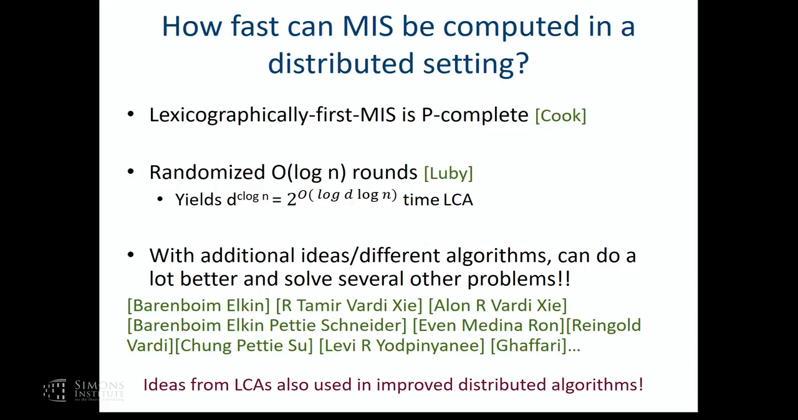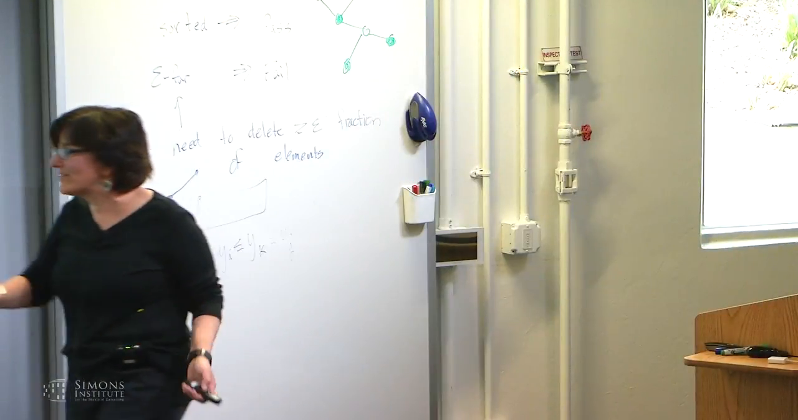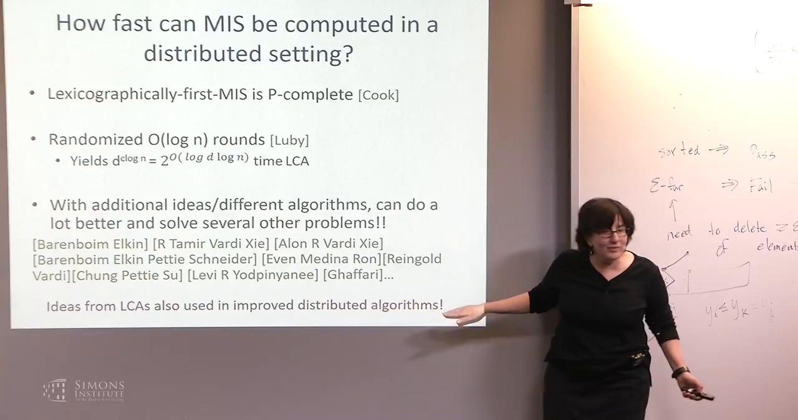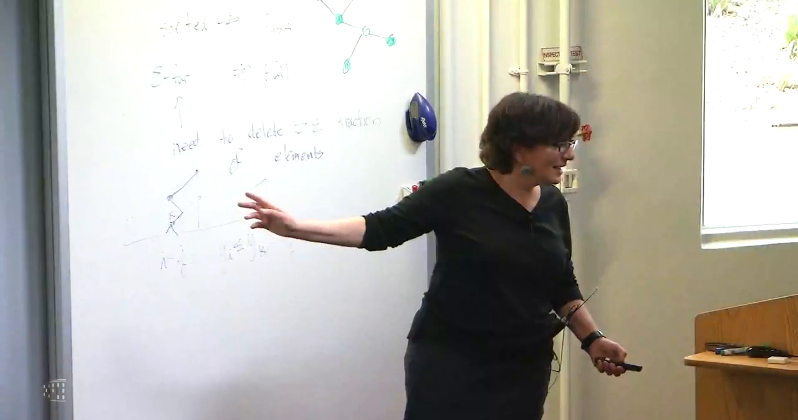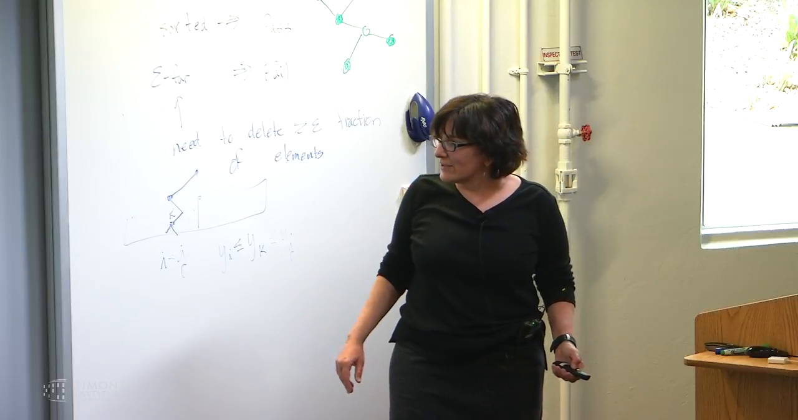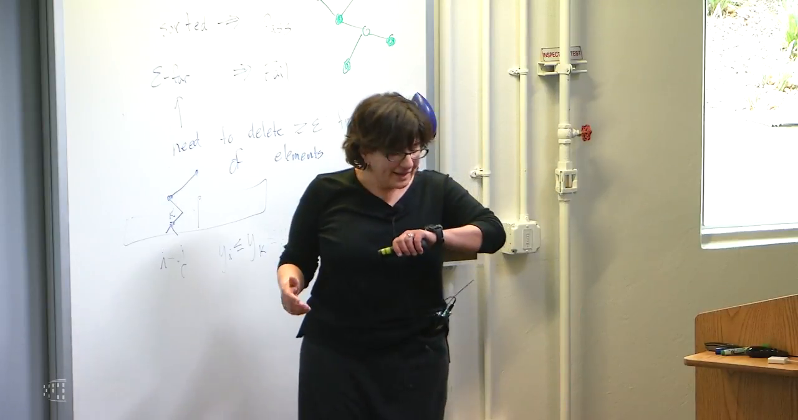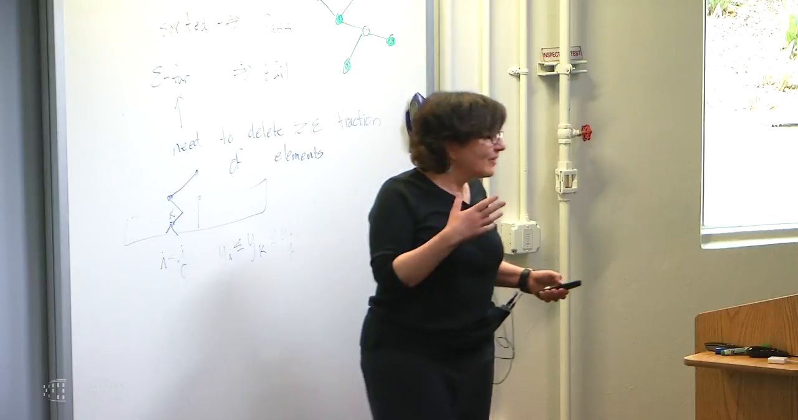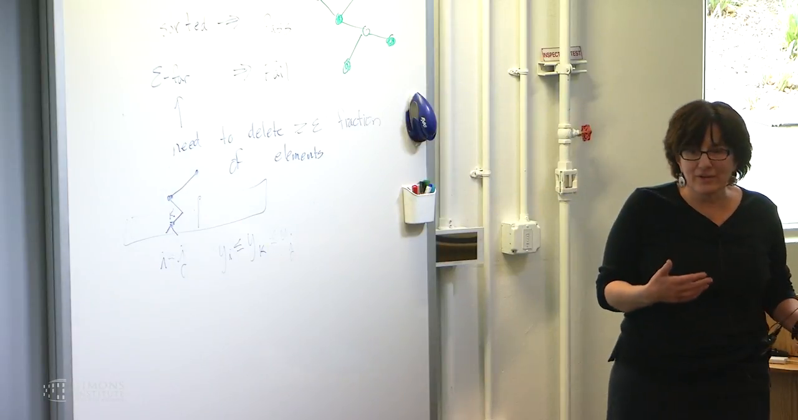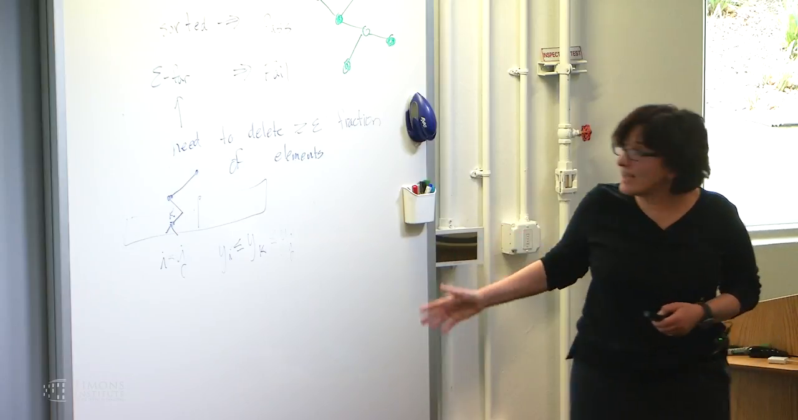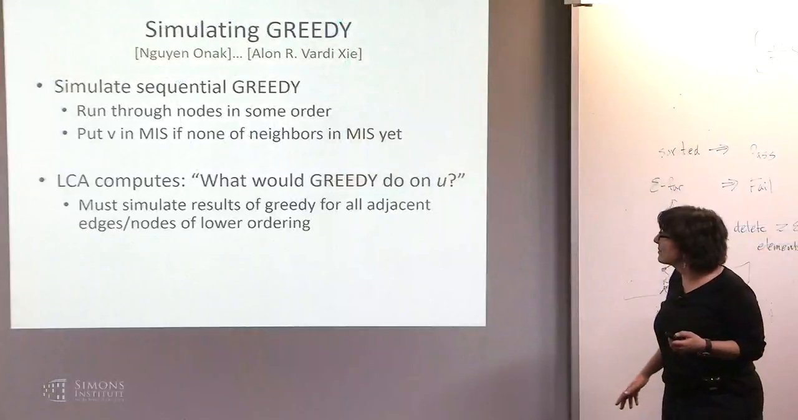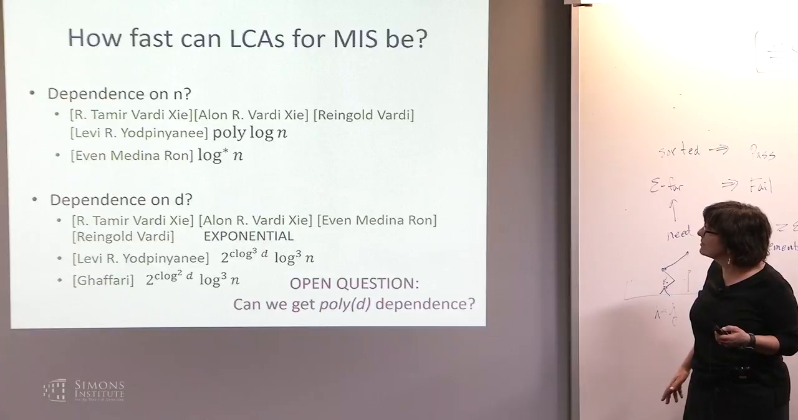So not only did the ideas from distributed algorithms help with building local computation algorithms, but actually some of the ideas from local computation algorithms in turn improved some of the distributed algorithms. So these two communities have started talking to each other in the last few years. Okay, I don't have much time to talk about other basic ideas that you can use to build local computation algorithms, so I'm going to just skip this part.